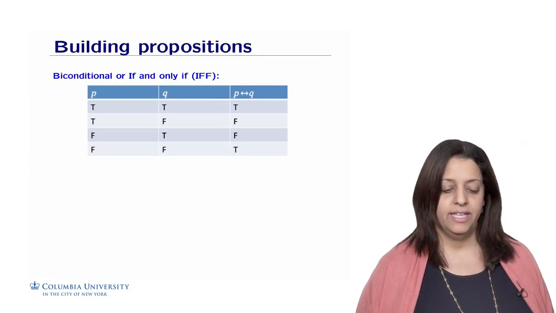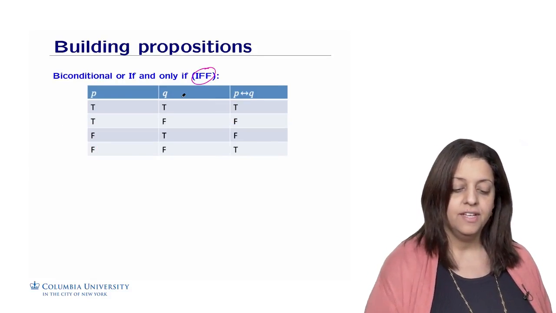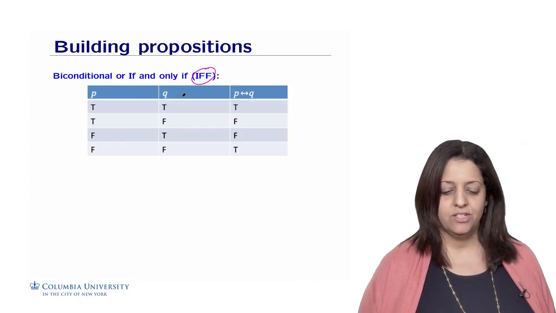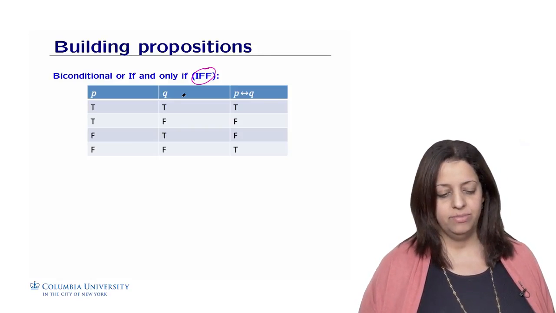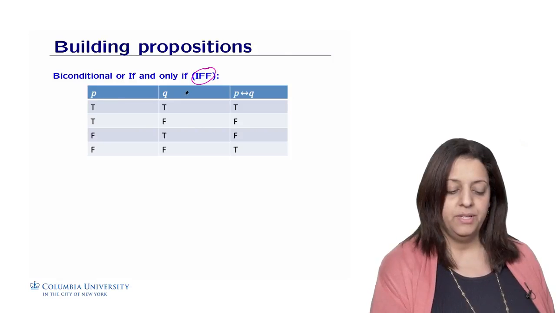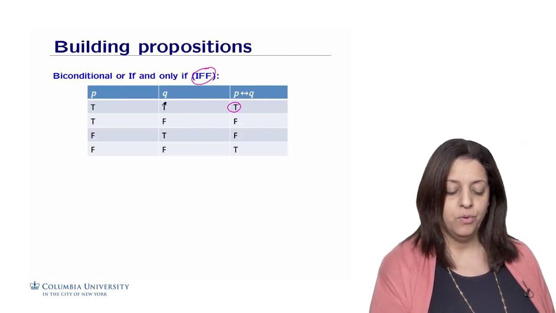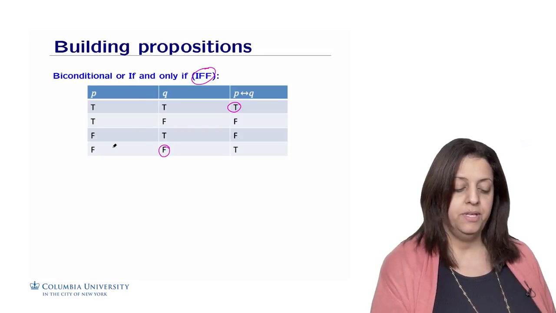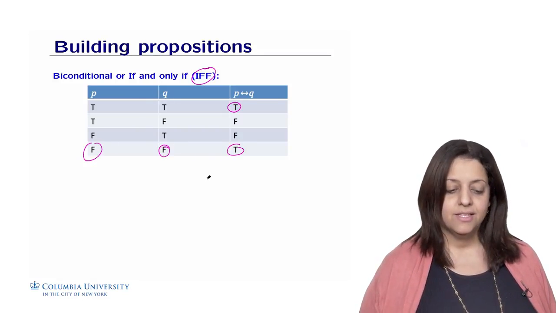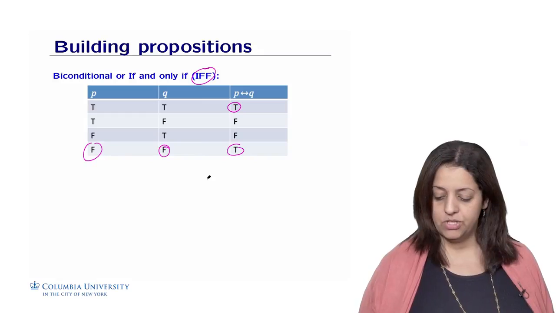Bidirectional, or if and only if, noted as IFF, is a double implication. So it's P implies Q and Q implies P. So we have P and Q. P equivalent to Q is true only when we have both P and Q true or both P and Q false. So that's the main connectors in propositional logic.